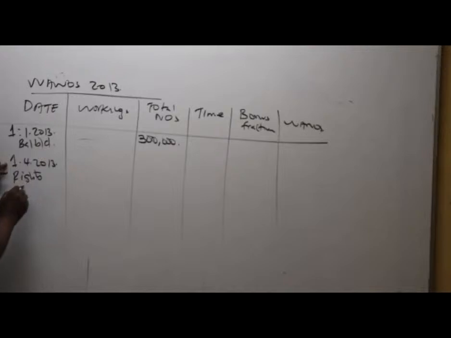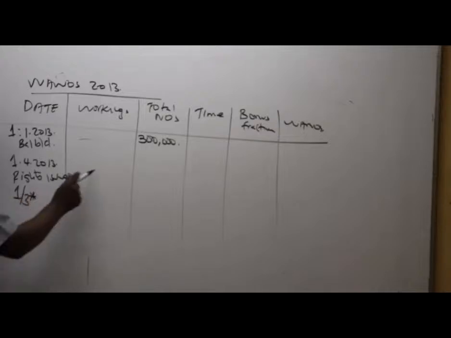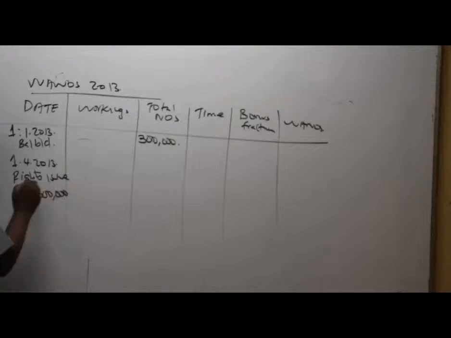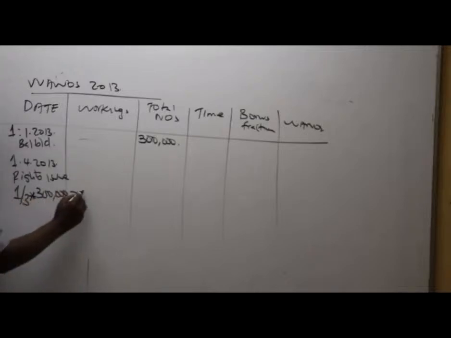And what was the rights issue? How many for how many? So they say 1:3. So 1:3 times the outstanding number of shares. Outstanding number of shares here are 300,000, right? Which will give me how many shares here? Under the rights issue, we have 100,000.